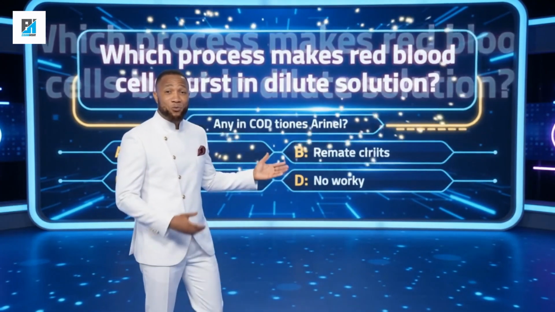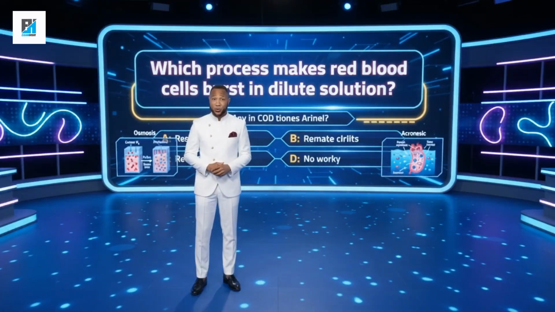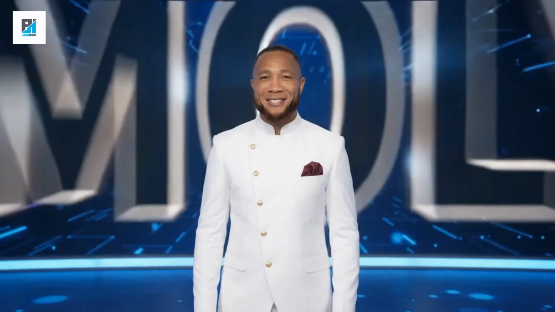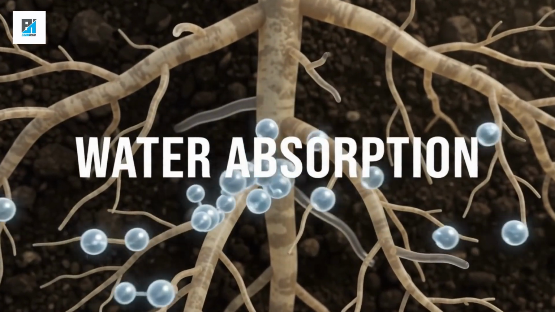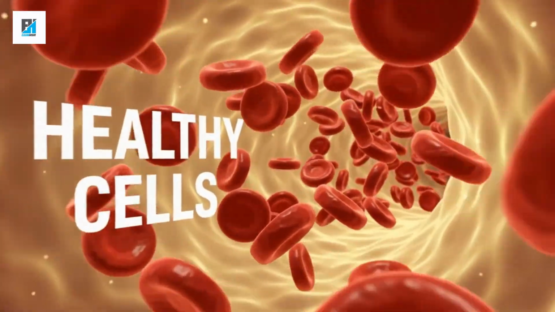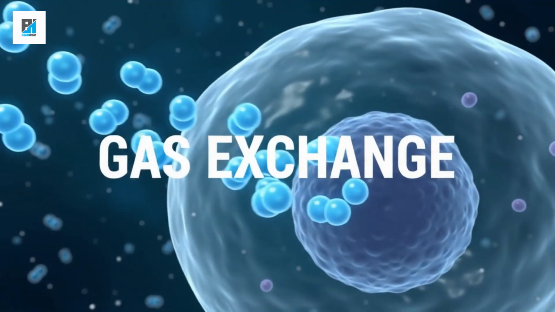Which process makes red blood cells burst in dilute solution? The answer is hemolysis. It occurs when water enters cells by osmosis. Diffusion and osmosis are essential for life. They help cells exchange gases, absorb water, stay healthy, and remove wastes.